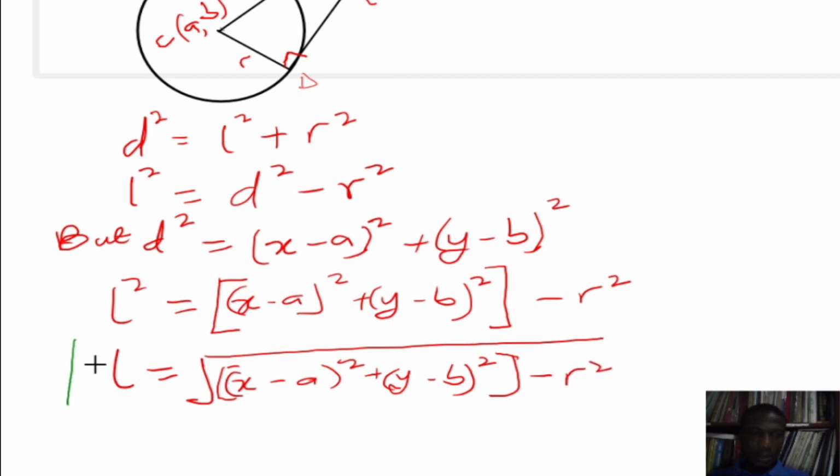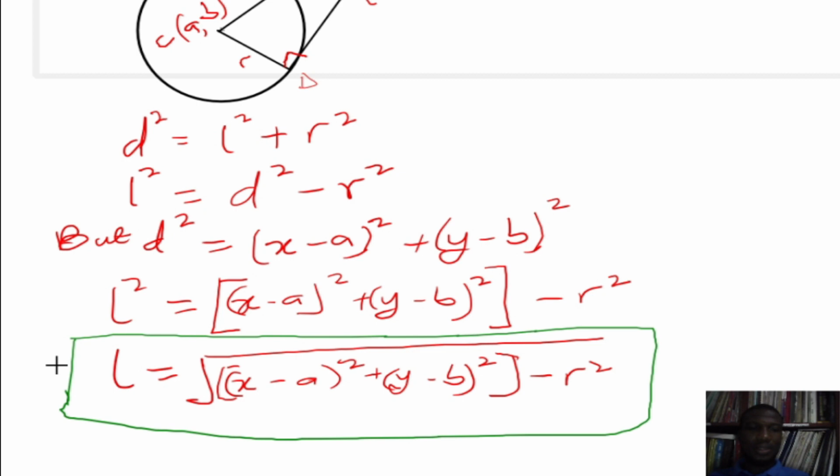And when we substitute the center of the circle, the coordinates of the point, and then the radius of the circle into this formula, it is going to give us the length of the tangent. So we take one example to see what we'll be getting.